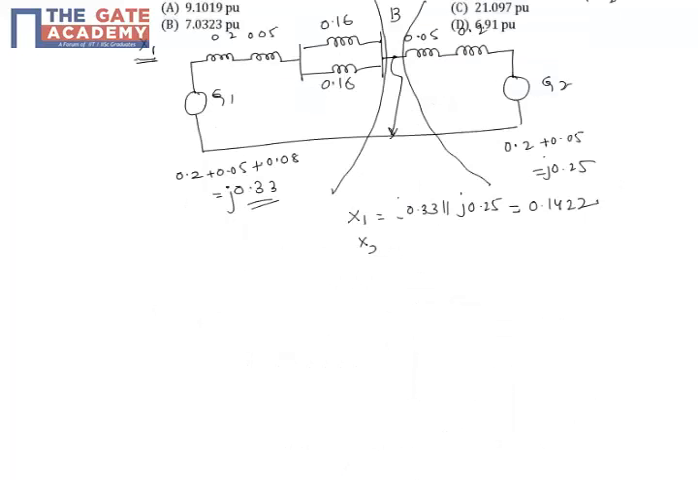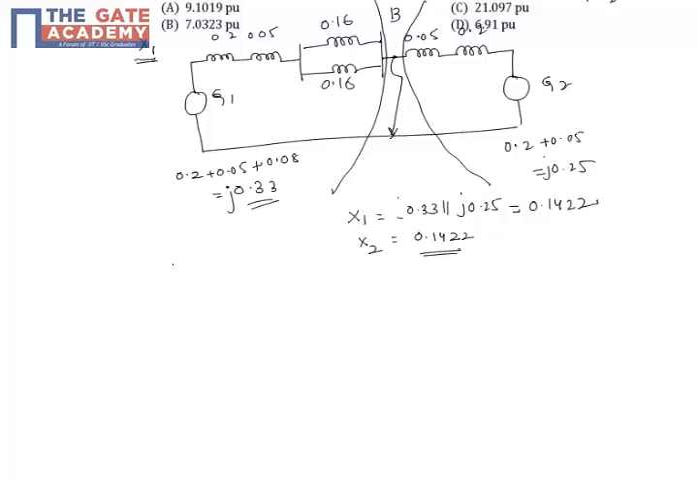So x2 is also the same value, 0.1422. We know that x1 equals x2. If I draw a positive sequence reactance diagram, I get the voltage in series with the positive sequence reactance, but if I draw the negative sequence, I have to draw only the reactance. I should not draw the voltage source. So the only difference is this EMF or the voltage.